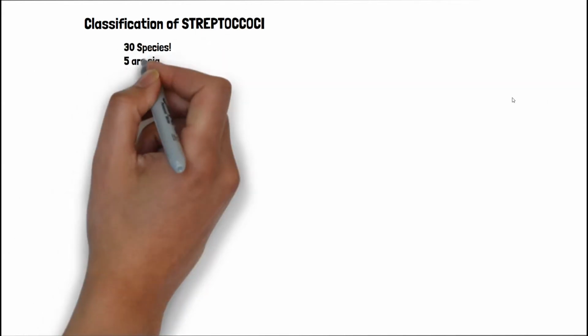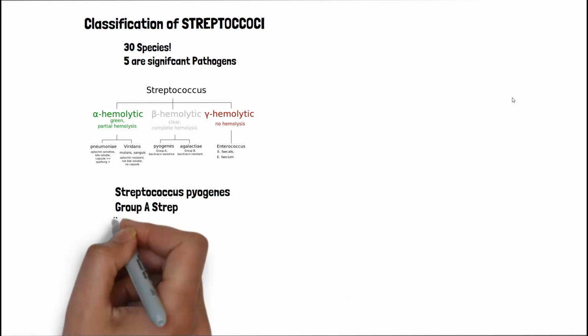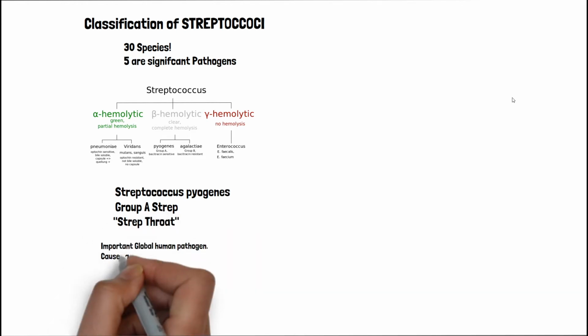Alright guys, so we will start off with the classification of streptococci. There are 30 species, 5 are significant pathogens. We go on to this next graph. You can see there's alpha, beta hemolytic, and gamma hemolytic. We're actually going to talk about beta hemolytic, which is Streptococcus pyogenes, also called group A strep, and from what you guys know as strep throat.